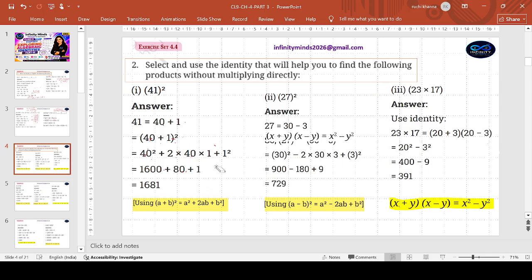27, 30 minus 3 is sufficient to write this. So square of 30, square of 3, minus 2 into 30 into 3.